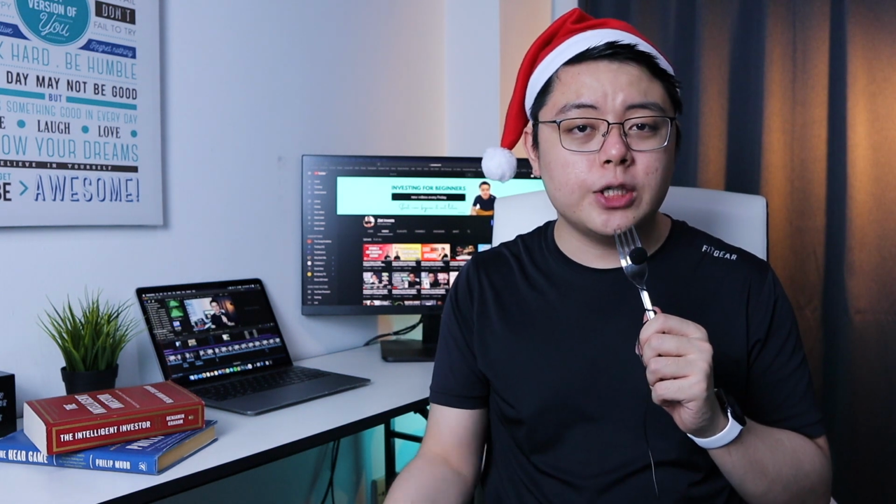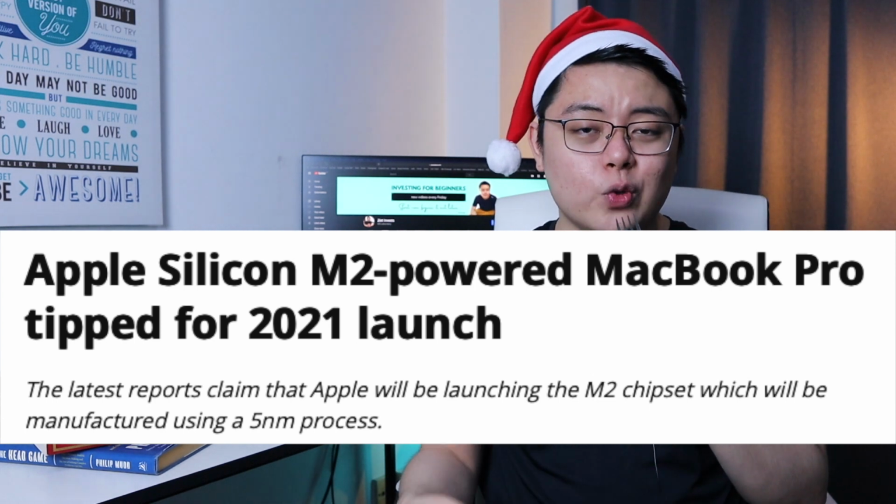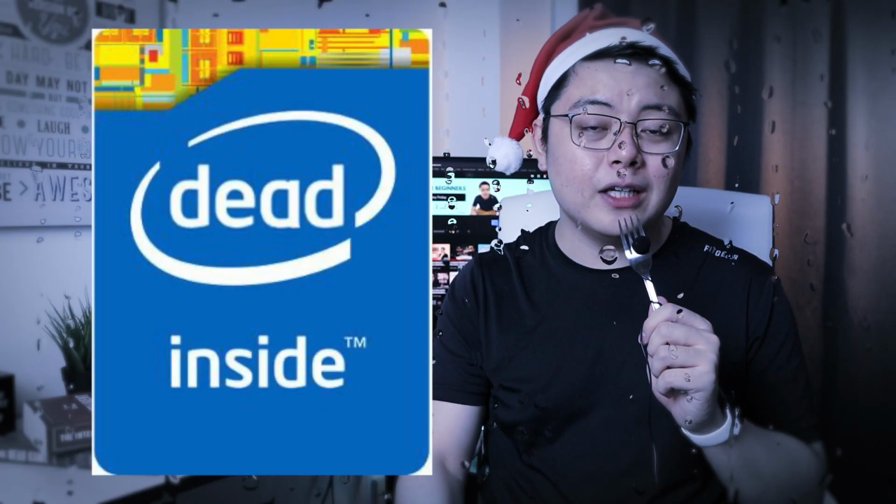We are expecting to see Apple roll out its upgraded M1 chipset, or some call it the M2 chipset, in the middle or late 2021. I can't imagine what the more optimized M2 chipset is capable of doing, but one thing I can imagine, Intel will no longer be the 200 billion market cap company in 2 to 3 years time.